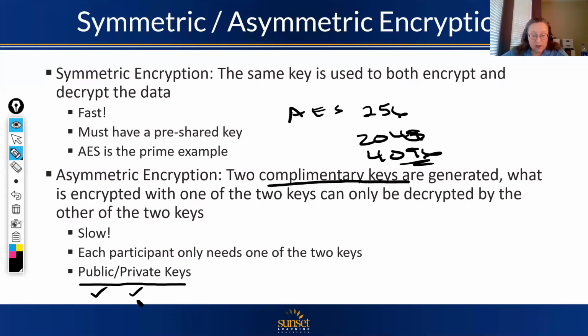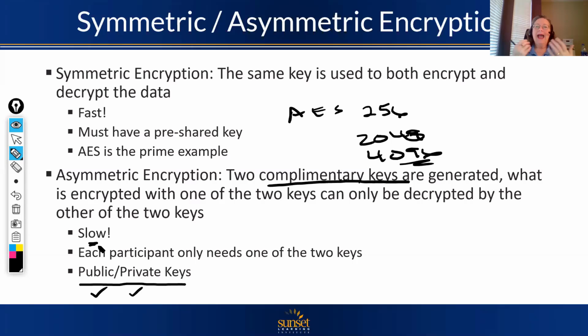So that sounds awesome. Why don't we just do that all the time? Because it is really slow. If you think about that, that means that I have to encrypt in such a way that only your key can decrypt, and it takes a lot more processing power to do the encryption and decryption when you're talking about asymmetric encryption.